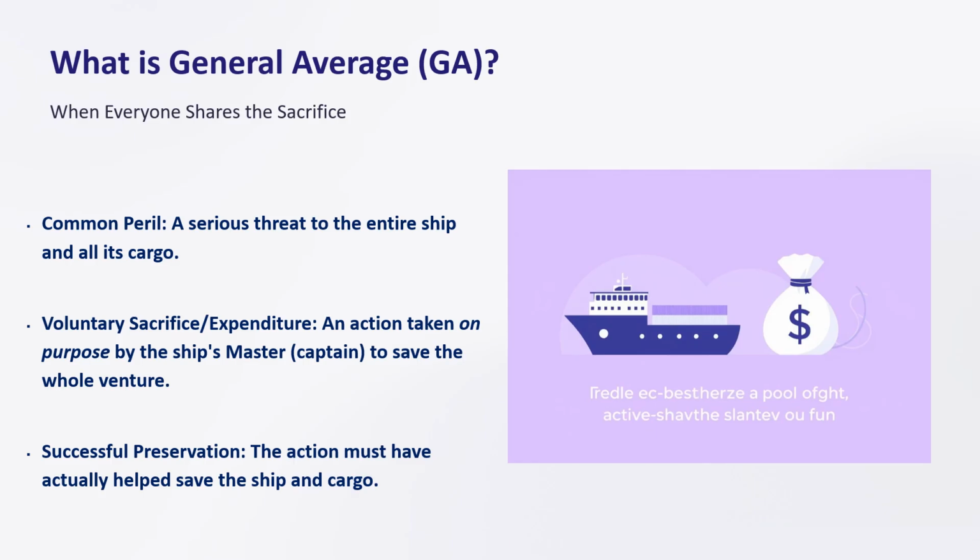There are three key elements for something to be a general average. First, there must be a common peril, a serious threat that endangers the entire ship and all its cargoes, not just one part. Second, there must be a voluntary sacrifice or expenditure. This means the captain intentionally made a decision to throw cargo overboard or spend money specifically to save the whole venture. It wasn't an accident.